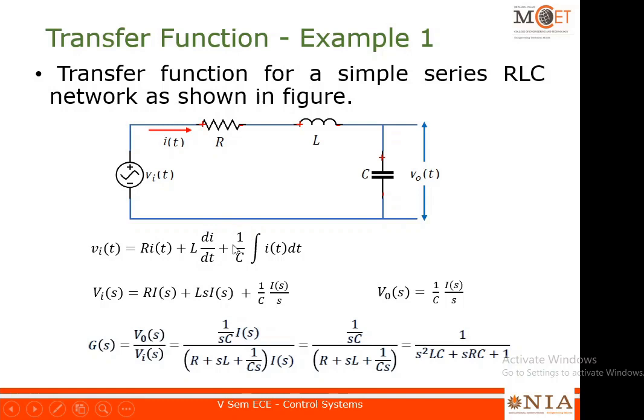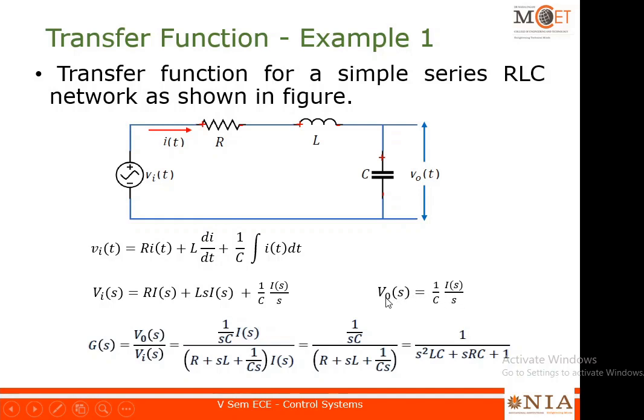After taking Laplace on this term, you get 1 by C I of S by S. Here also we have neglected the initial charge stored in the capacitor. That is, we have taken the initial charge stored in the capacitor as 0. So after taking this Laplace transformation, you get an expression like this. You can also take a Laplace on V naught of t. Earlier we told that V naught of t is equal to 1 by C integral of I of t dt. For that expression, when you take Laplace, you get it like this.